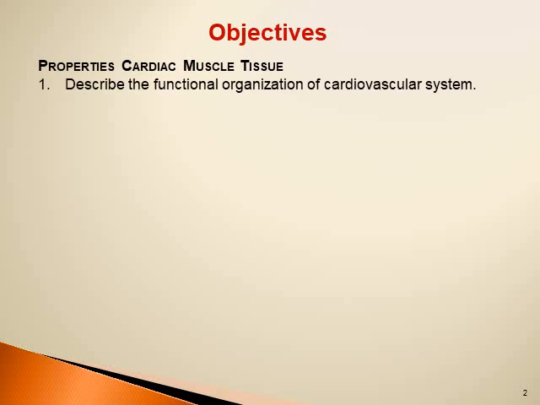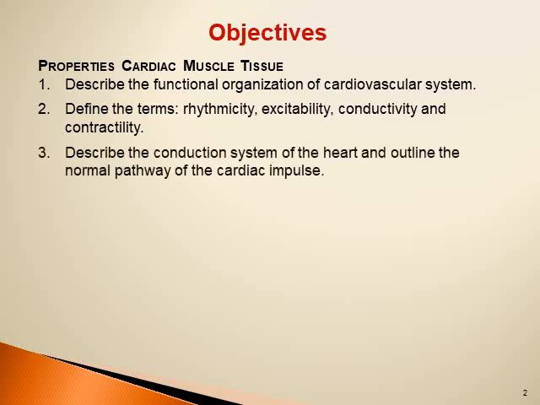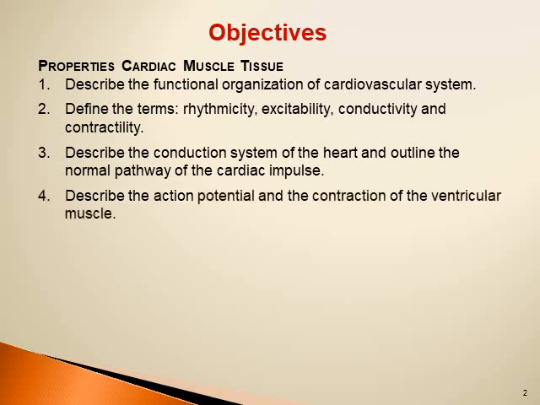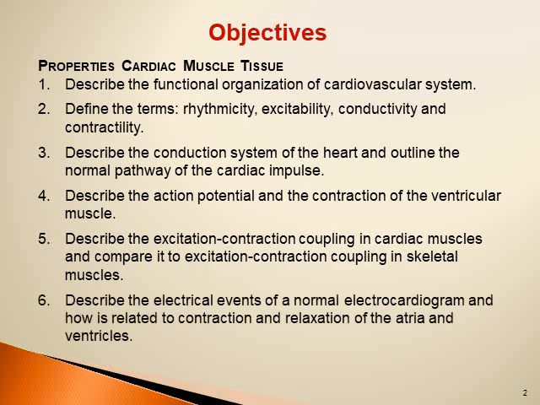The objectives are to describe the functional organization of the cardiovascular system, define the terms rhythmicity, excitability, conductivity, and contractility, describe the conduction system of the heart, and outline the normal pathway of the cardiac impulse, describe the action potential and the contraction of the ventricular muscle, then describe the excitation contraction coupling in the cardiac muscles and compare it to excitation contraction coupling in the skeletal muscles, and finally describe the electrical events of a normal ECG and how it is related to contraction and relaxation of the atria and ventricles.